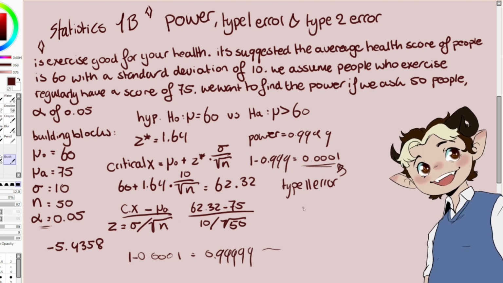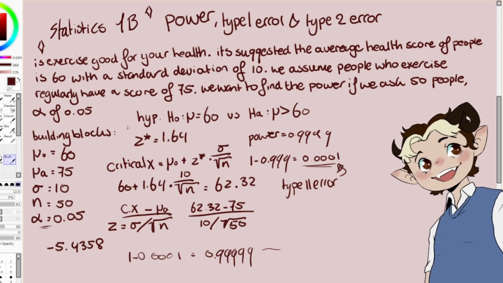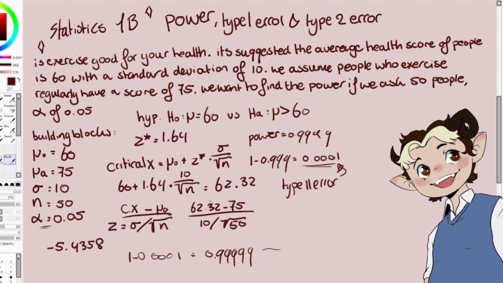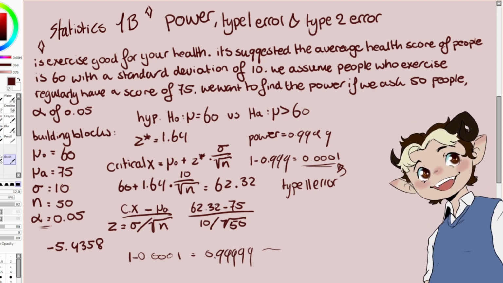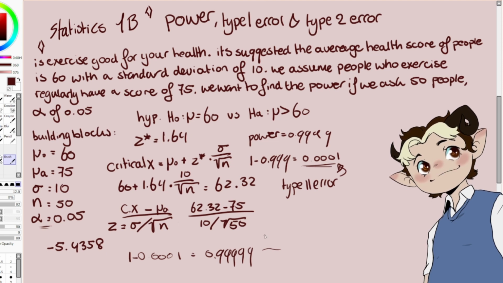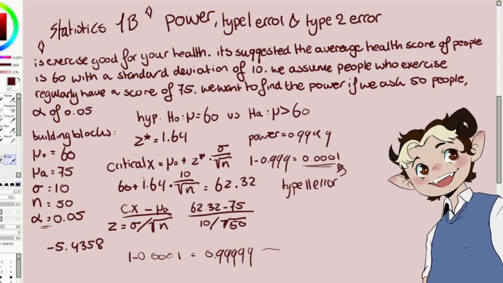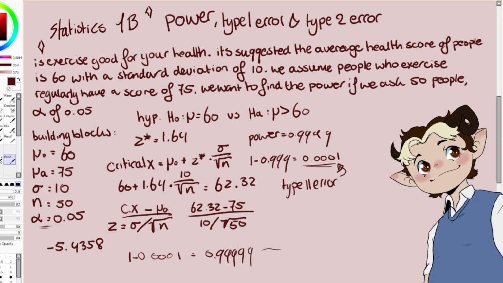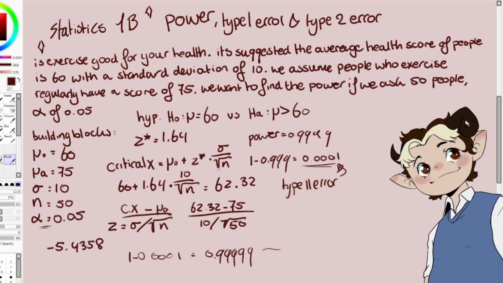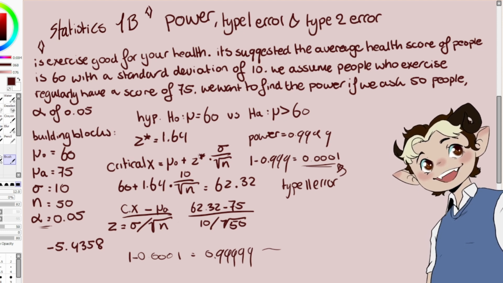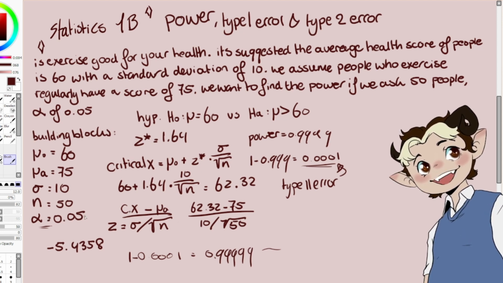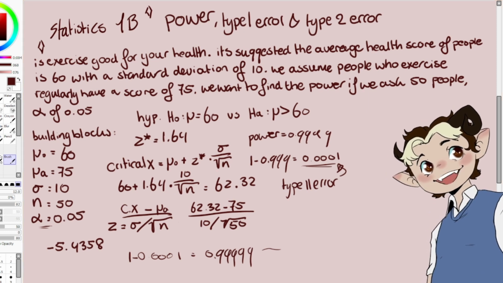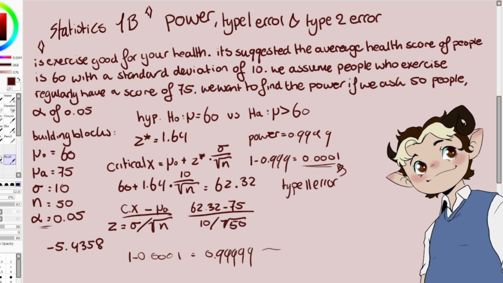So yeah, that is basically it. Just try to keep in mind that there are a lot of steps within the power and stuff. This one is, once again, just something you have to do quite often to memorize the steps. Keep in mind you have to find the z-score twice, once for your alpha level and once for your power. And yeah, that's basically it. I hope this was helpful.